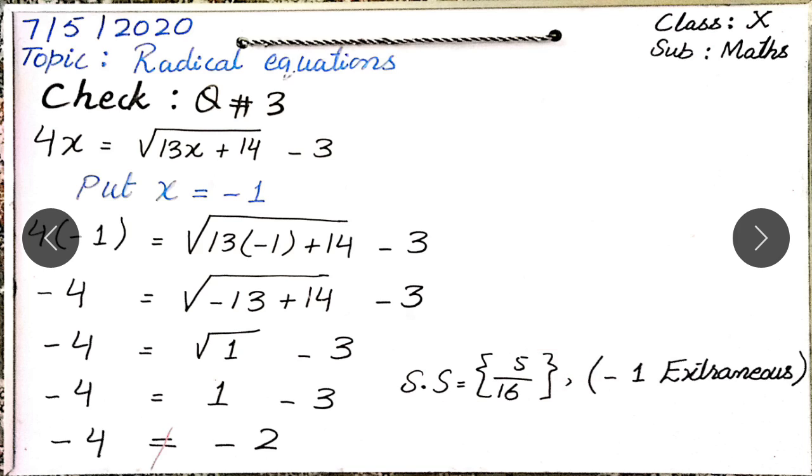Whereas 5 upon 16, if you put it here, it will satisfy the equation. Due to limited time, I haven't done this. You have to do it for confirmation, but it will satisfy the equation.